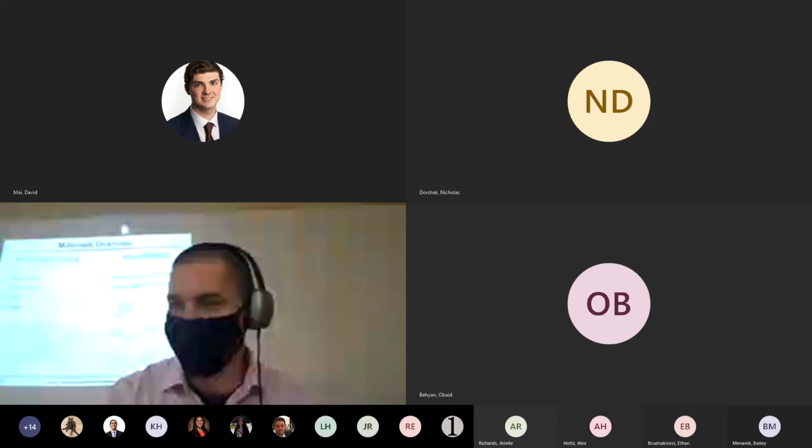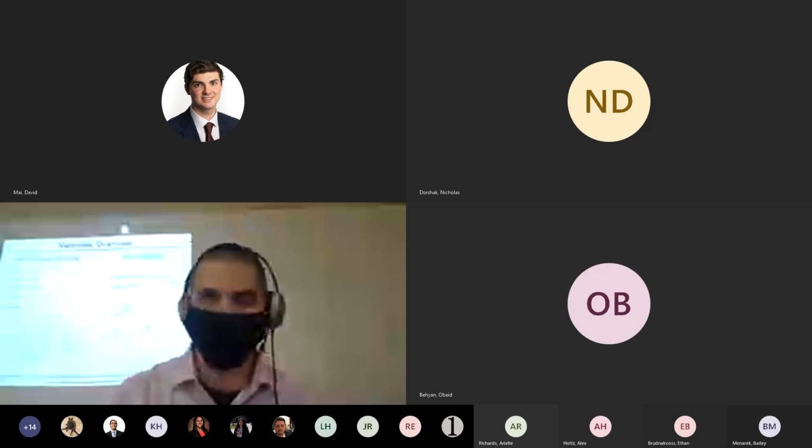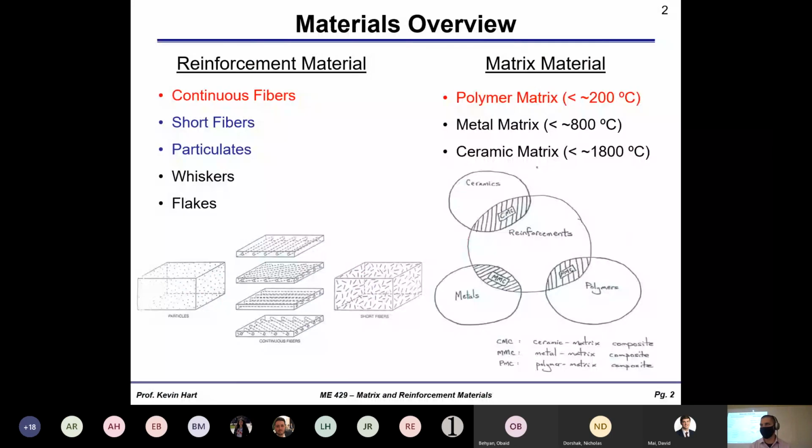All right. Next would be short fibers, where the aspect ratio may be 100 or so. So the length of the fiber is about 100 times the diameter of the fiber, which would be an appropriate classification for short fibers. Particulates, flakes and whiskers are kind of getting into the zero-dimensional type of reinforcement, where the aspect ratio is about 1, the same in all directions. Particulates, whiskers, flakes are generally smaller with an aspect ratio of about 1.